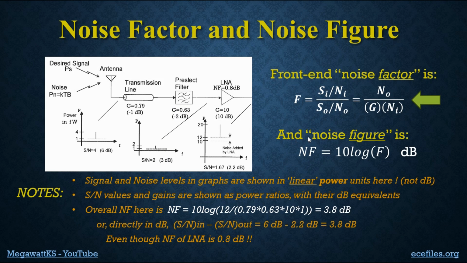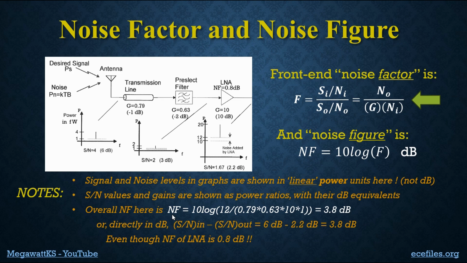So in that discussion, I was implicitly using this equation here, where I was just mapping from the noise factor we were working with to noise figure by doing 10 log of the noise factor. All right, but let's look at the notes down here. The signal to noise ratios we were working with are in what we sometimes call linear power units. It sounds like a misnomer, but it means not in dB. So in these graphs, the signal to noise values and gains are shown as power ratios up here and their dB equivalents. We already worked it out, but let's look at it based on this formula, because remember, this is the one I want you to remember. This is the one that's very useful.